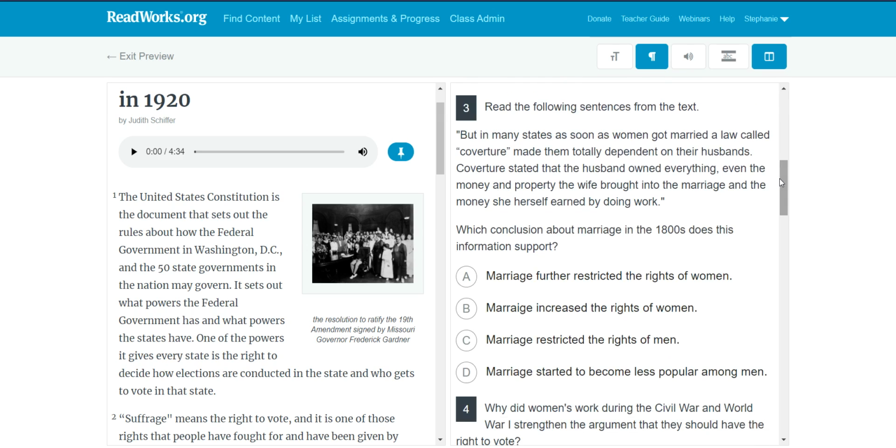Now for number 3, it says, read the following sentences from the text. But in many states, as soon as women got married, a law called coverture made them totally dependent on their husbands. Coverture stated that the husband owned everything, even the money and the property the wife brought into the marriage and the money she earned herself by doing work.